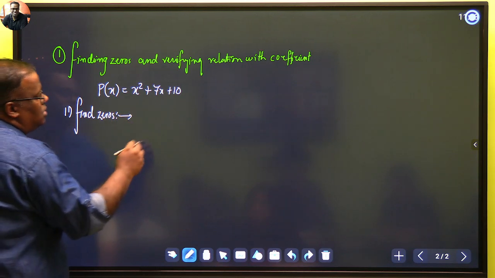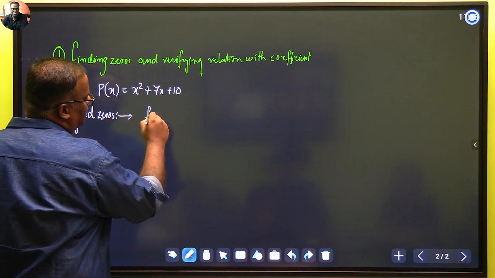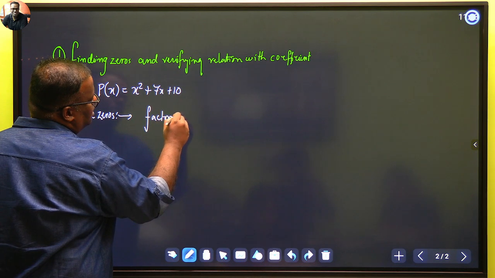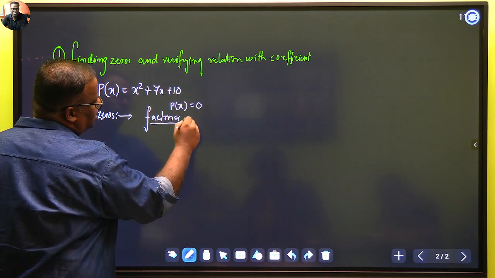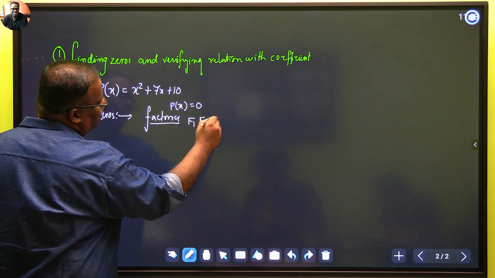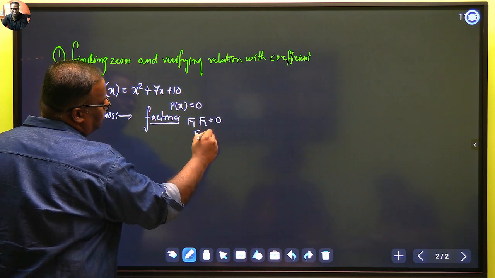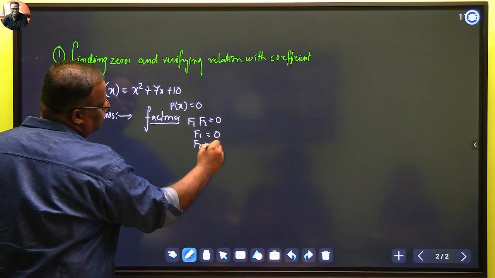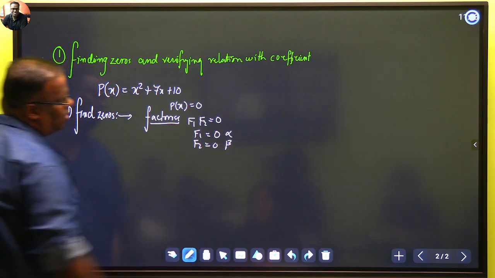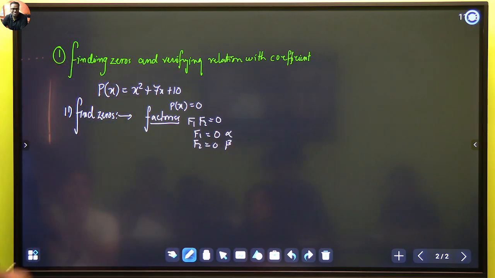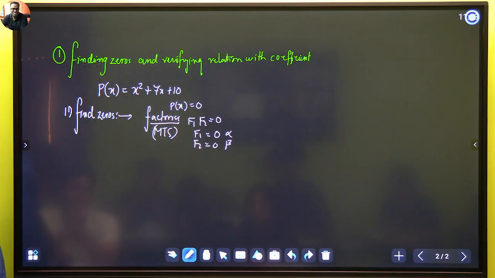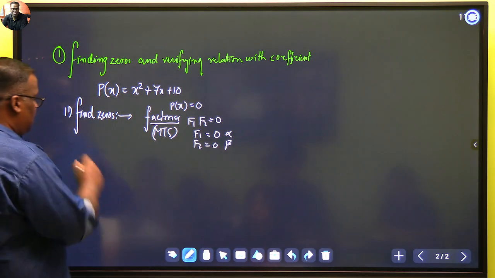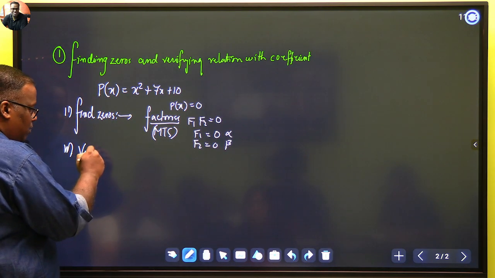Find zeros means you again have to just factorize it, because find zeros means p(x) will be made equal to 0. So you factorize, you get two factors, f1 and f2 equal to 0. Solve each of them, f1 equal to 0, f2 equal to 0. This will give you alpha, this will give you beta. Have you understood? And how do you factorize it? MTS, middle term splitting. Now that you got alpha and beta, your second part is verification.